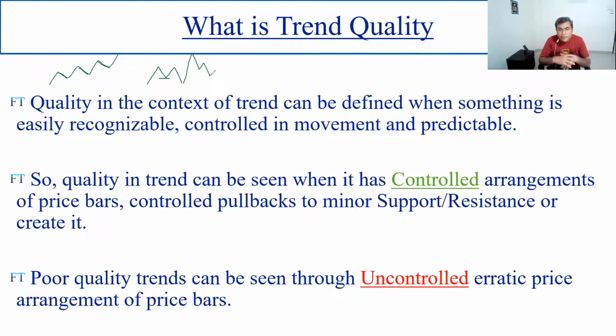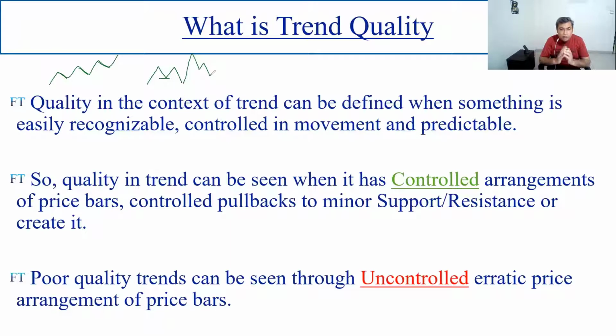So the quality in a trend can be seen when it has a controlled arrangement of price bars and controlled pullbacks to minor support or resistance created. So what is minor support resistance? We will go and see. I'll talk about it. But as I mentioned, a controlled arrangement of price bars is very important, and we will see what a controlled arrangement is in the next slide.